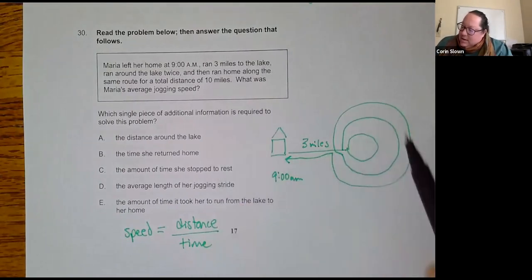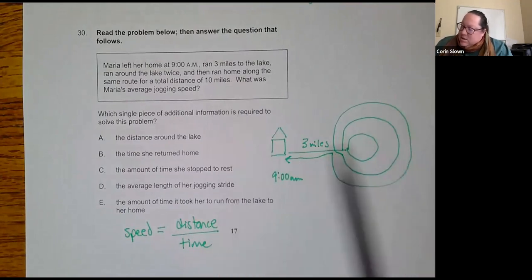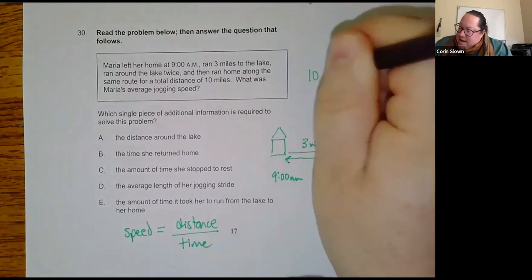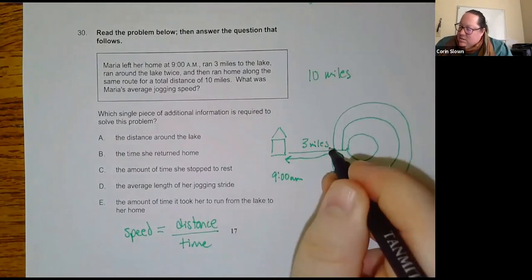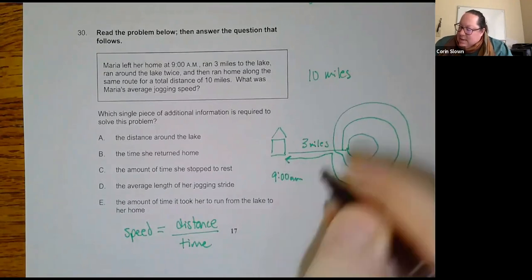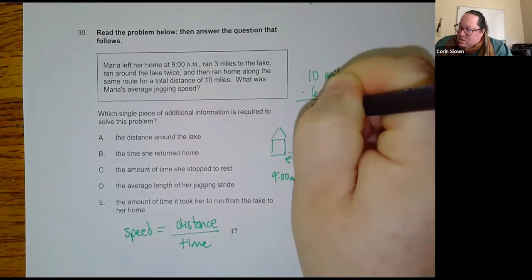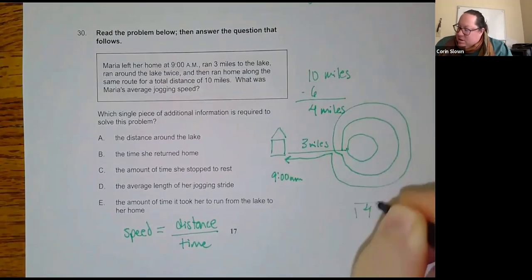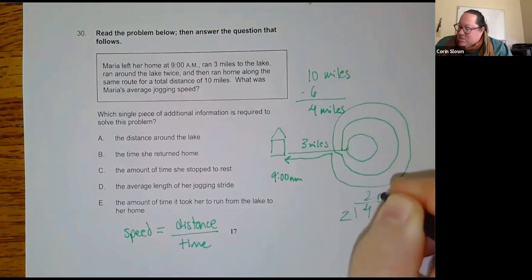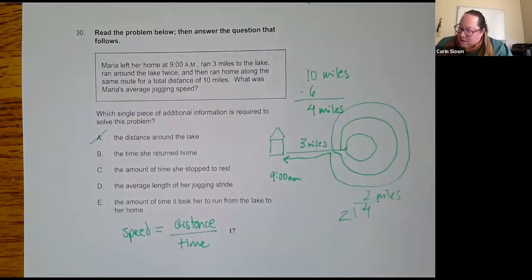So we know that she ran 3 miles to the lake, that she ran around the lake twice, and then ran home. And so we know that the total distance is 10 miles, right? If it's 3 miles to the lake, and back, that's 6 miles. So we know that around the lake twice, right? So 4 divided by 2 means that it's 2 miles around the lake. So we know the distance around the lake, so we don't need that information.